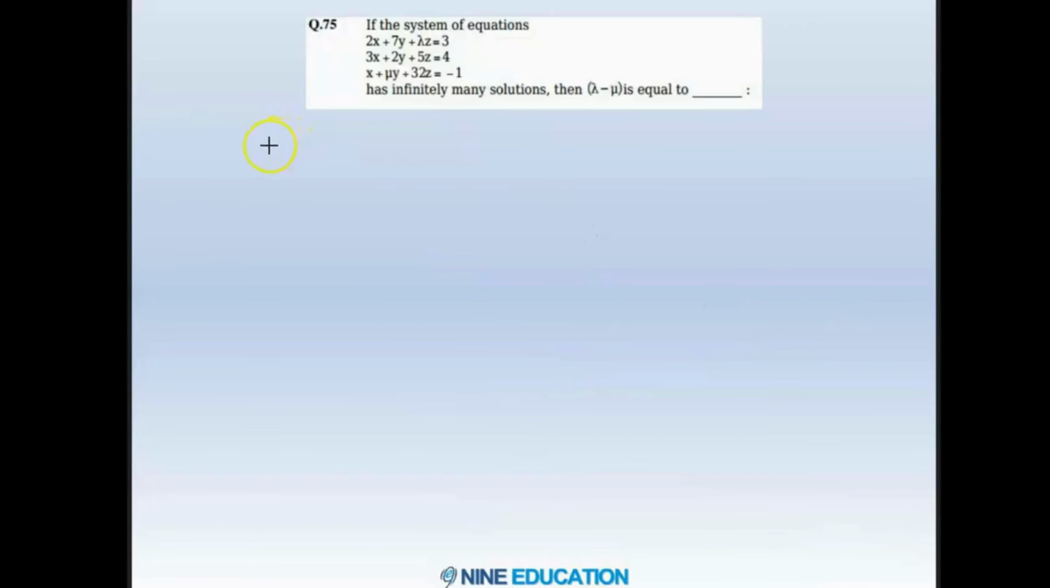Question number 75 is, if the system of equations has infinitely many solutions, then lambda minus mu is equal to. So if you observe this system of linear equations, then this is of the type AX is equal to B. It is a non-homogeneous system of equations for which infinitely many solutions will exist when determinant of A, or the coefficient matrix, sometimes represented as capital D, that is also 0, and then other determinants like D1, D2, D3 all are 0.